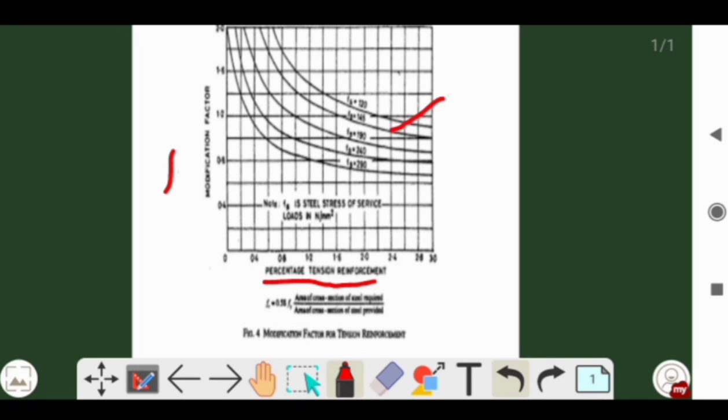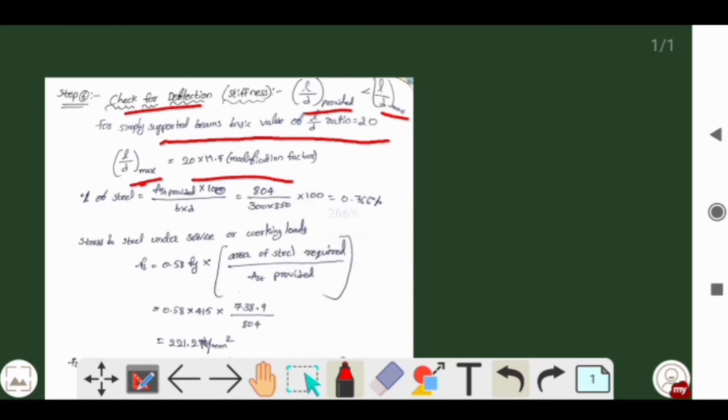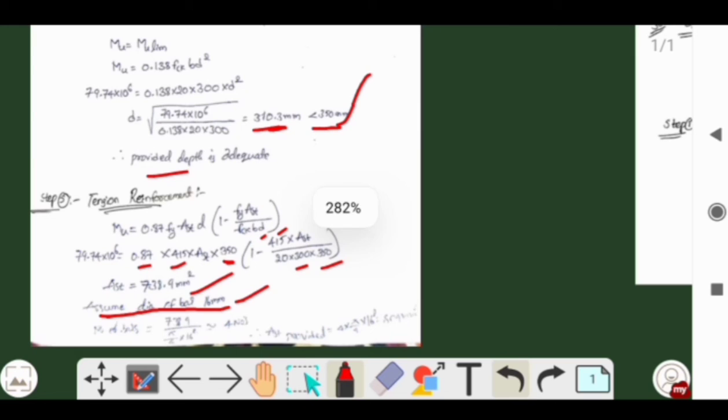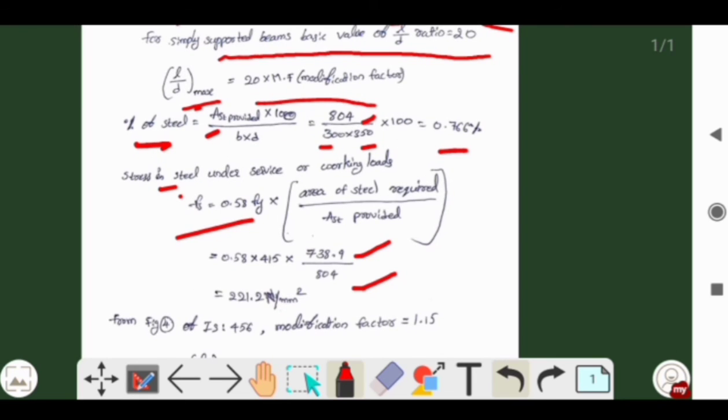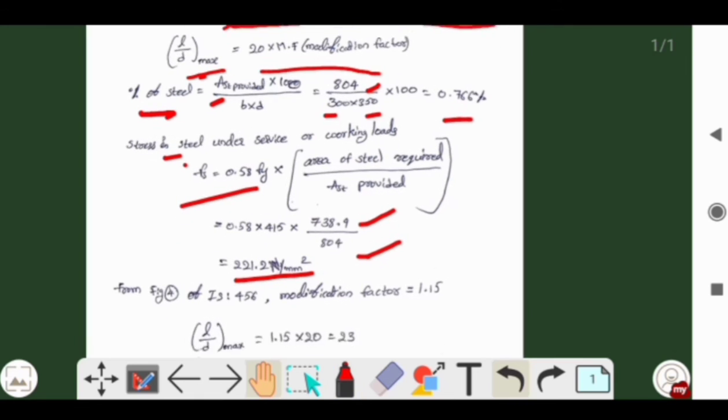Fs equal to 0.58 fy into area of steel required by Ast provided. First calculation of the percentage of steel equal to Ast provided into 100 by b into effective depth. Ast provided equal to 804 from step 5 by 300 into effective depth 350 into 100. We get the percentage of steel equal to 0.76%. And stress in steel under service or working load fs equal to, this is the formula. Substitute all values, we get fs equal to 221.2 Newton per mm square.